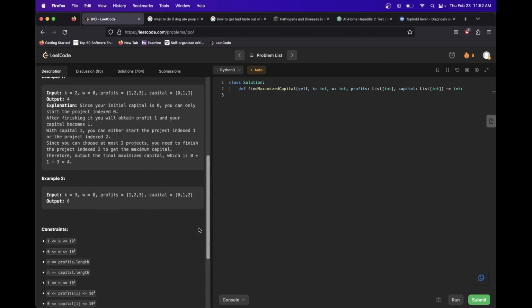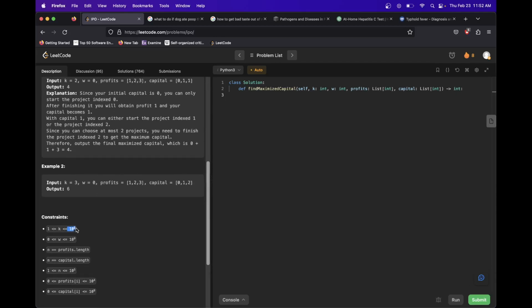And with a lot of hard problems, you want to look at the constraints. So we can see we can do up to 10 to the 5th projects. There can be up to 10 to the 5th available projects. With that in mind, 10 to the 5th, we could have that be O of n. We could traverse through that. We can't have O of n if n is W, because 10 to the 9th is way too much to traverse through. So we couldn't do like a bucket sort or something like that.